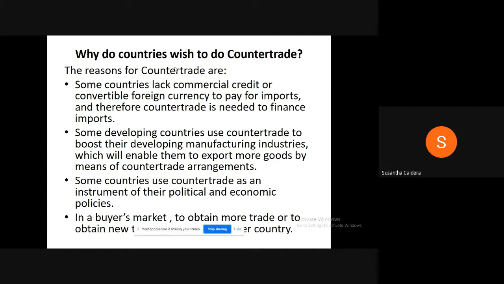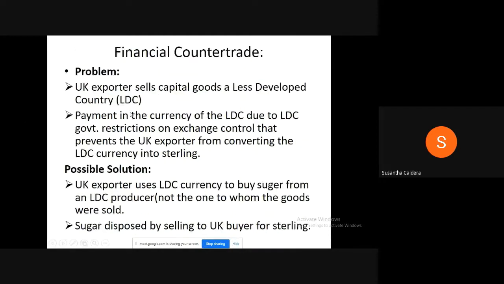Some countries use counter trade as an instrument of their political and economic policies, in a biased market, to obtain more trade or to obtain new technology from another country. That's why we need counter trade, right? We'll try to understand this financial counter trade with a problem and the solution. Then you will understand it better.